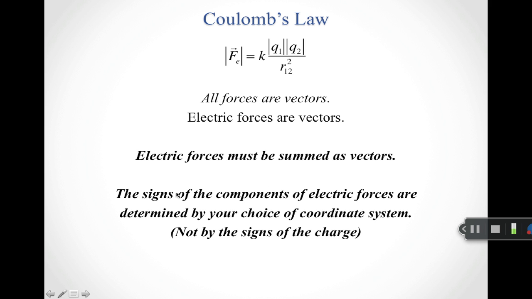The important difference here is that the signs of the components of your electric force are determined by your choice of coordinate system. This absolute value makes the signs of the charges not matter in terms of calculating this magnitude. So whether it's positive or negative is going to depend on whether, for these particular charges, that force is attractive or repulsive, and your choice of coordinate system. Did you pick the direction of their force to be in the positive direction, or in the negative direction? So this is a vector problem just the same way that any sum of forces is a vector problem.